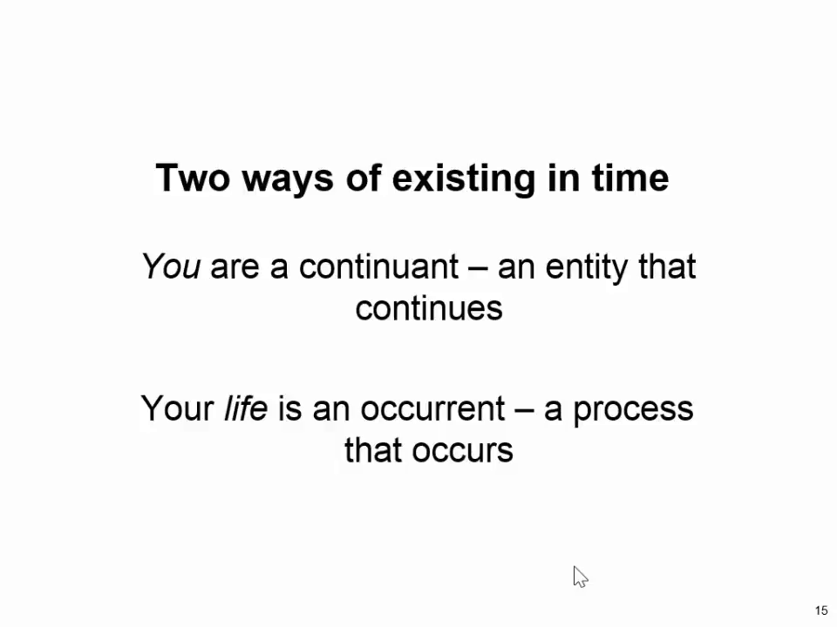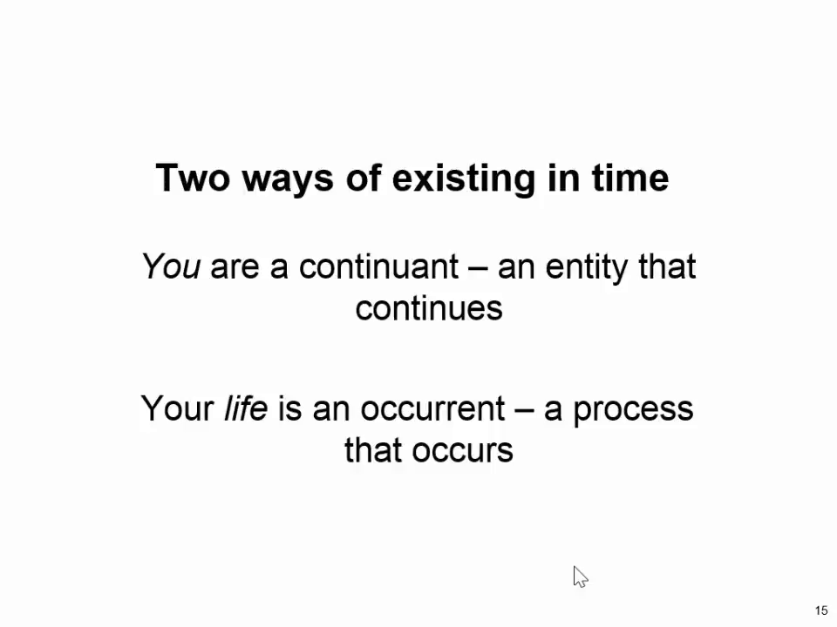Processes, on the other hand, do not exist at one time and then at another time. They exist in phases. The phase of a process occurs now, and then a later phase occurs at a later time. The process unfolds through its phases. They have beginnings, middles, and ends. You do not unfold through phases. Your life unfolds through phases.